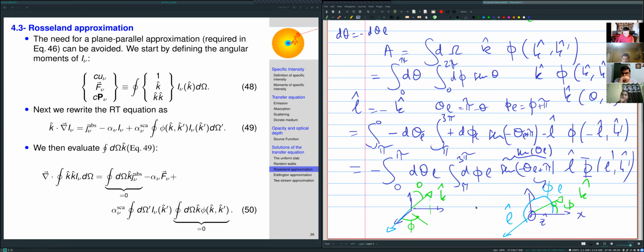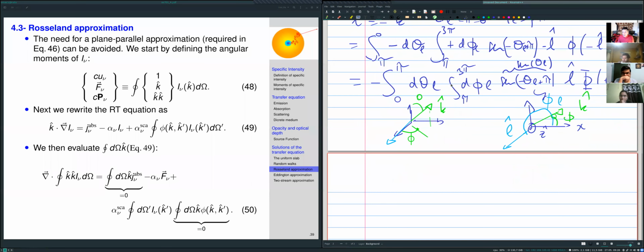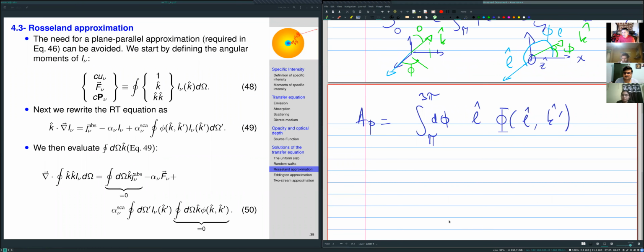Okay, so I think we are almost there, except that we have a problem with this part of the integral, which is the part in phi, which would be the integral over d phi from pi to 3 pi times L and phi. So now, why would this be equal to the same integral shifted by pi?